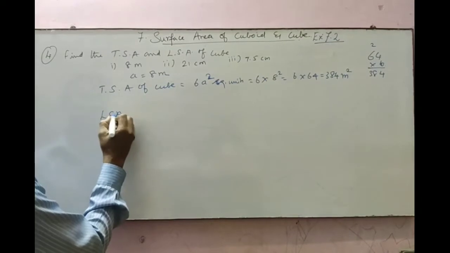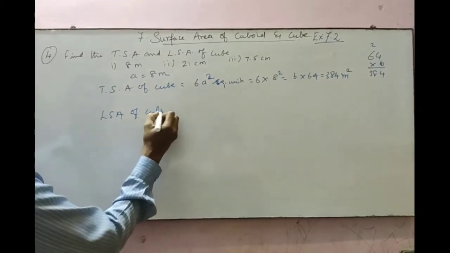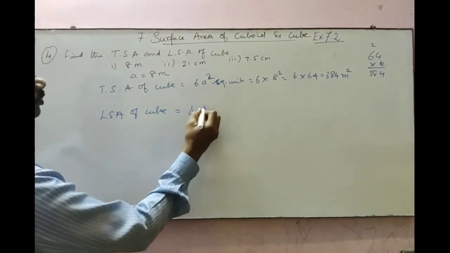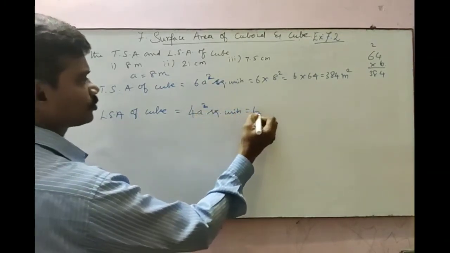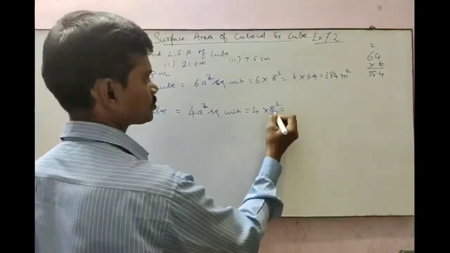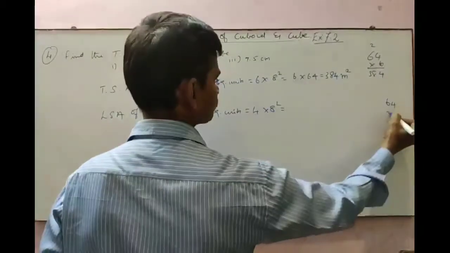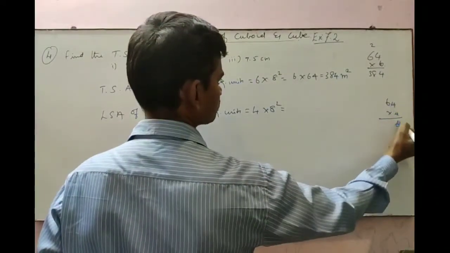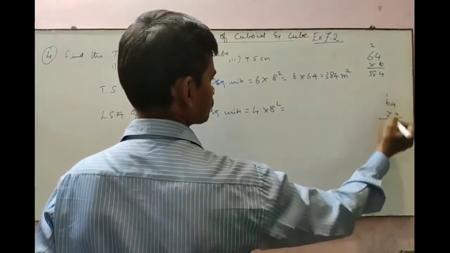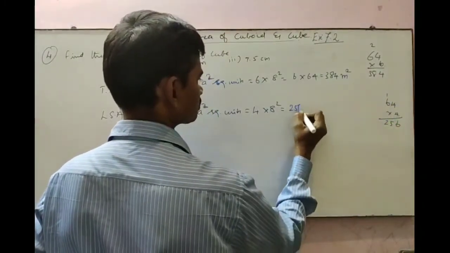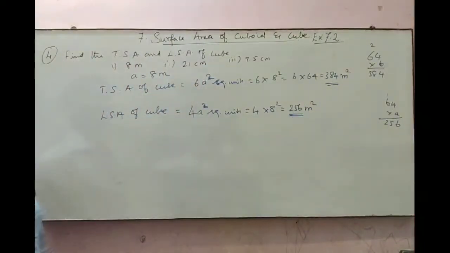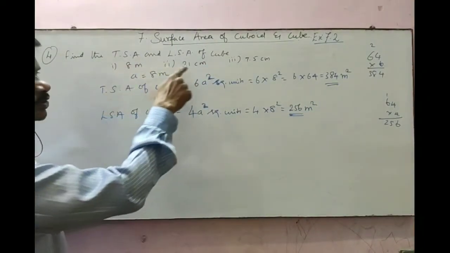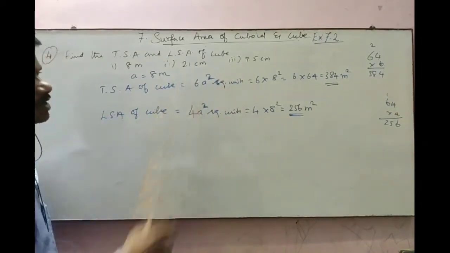Next I am going to find the LSA of cube. The formula to find the LSA of cube is 4A square units. So 4 into 8 square. 8 square is again 64. 64 into 4 gives 256 meter square. So these are the TSA and the LSA of cube for the first sum. You do the second and third sum with the same formula as homework.